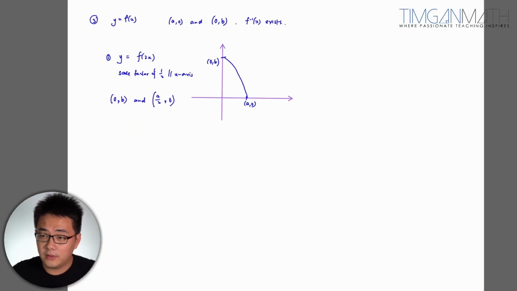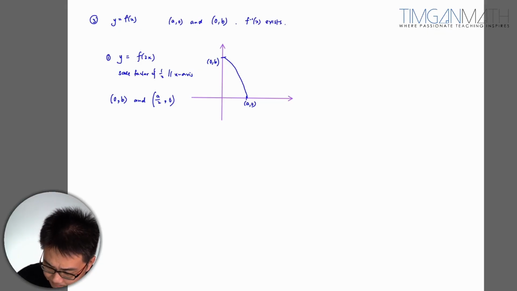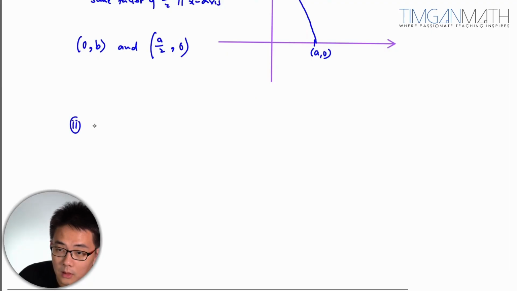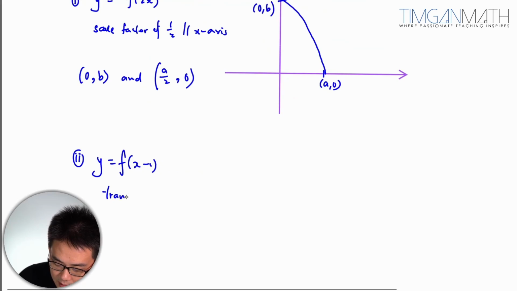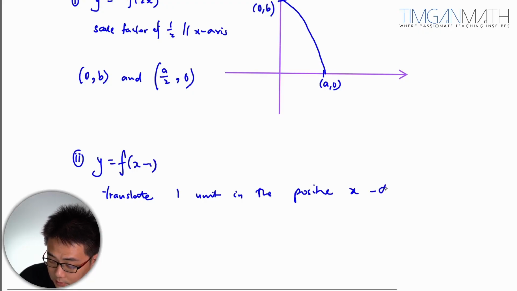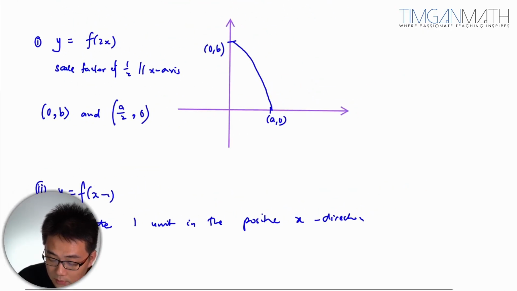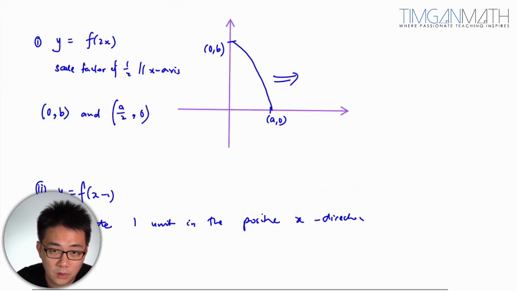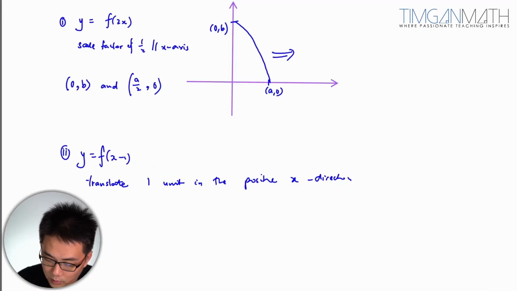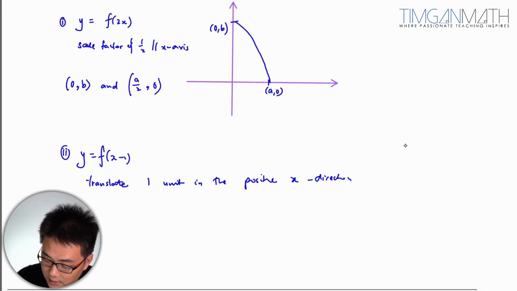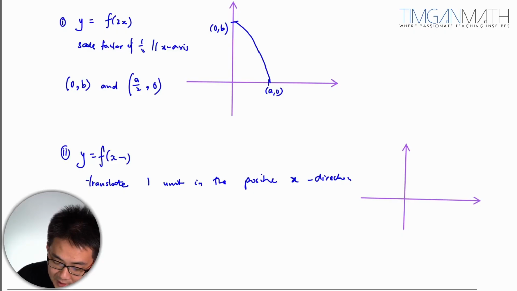All right. So as for the second part, we got y equals f(x minus 1). This would mean that we actually translate 1 unit in the positive x direction. So this would just move 1 unit to the right, and when you translate it, it will become something like that.